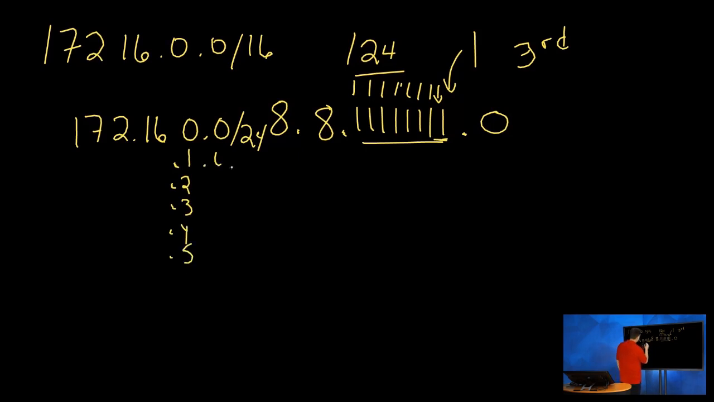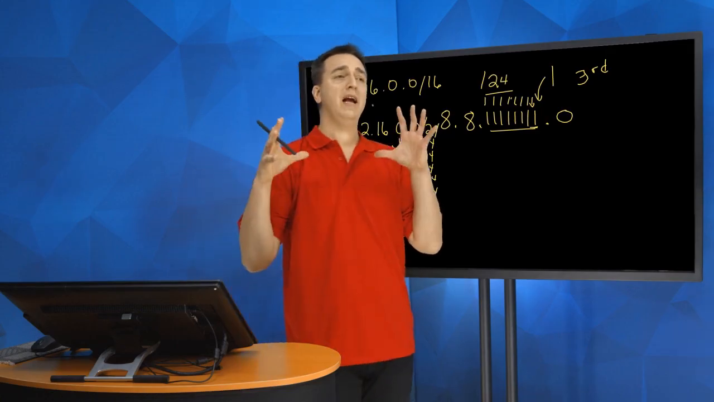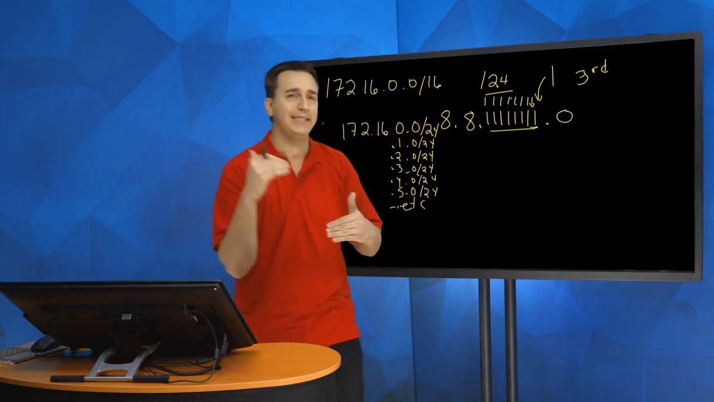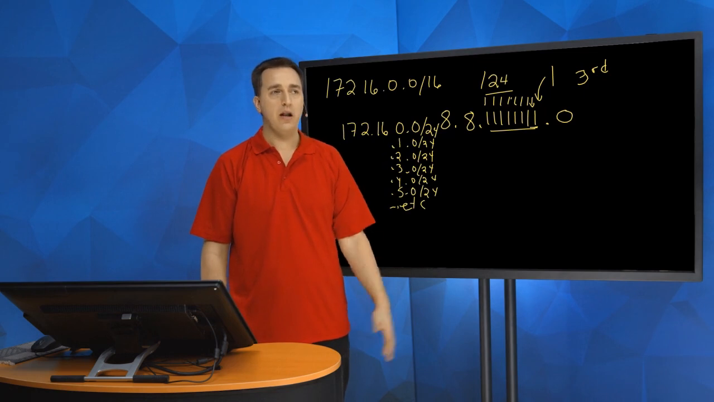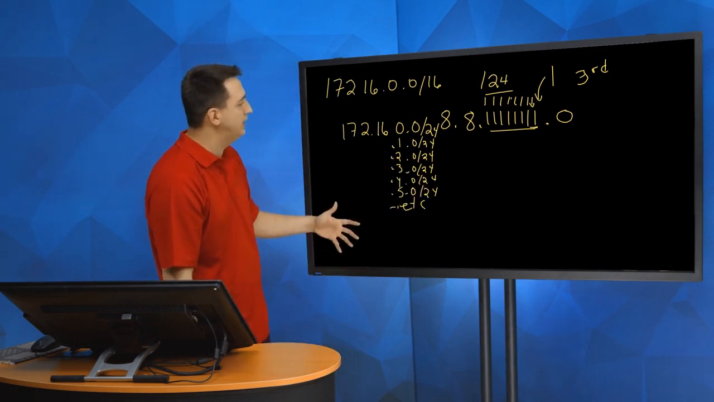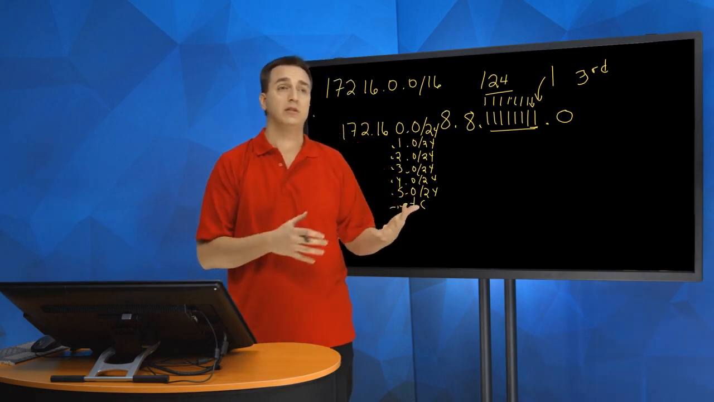So I can just put 0/24, and so on. How many subnets did we say we created? We said we created 256 of them, counting by 1s in the third octet. So now I know each of my subnet IDs. And since I know my subnet IDs, I can now figure out what the broadcast addresses, the directed broadcast addresses are, and I can also figure out the usable addresses in between.